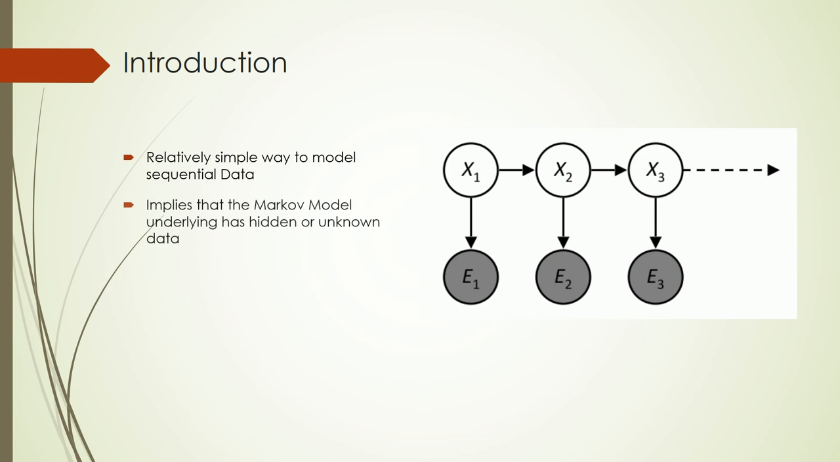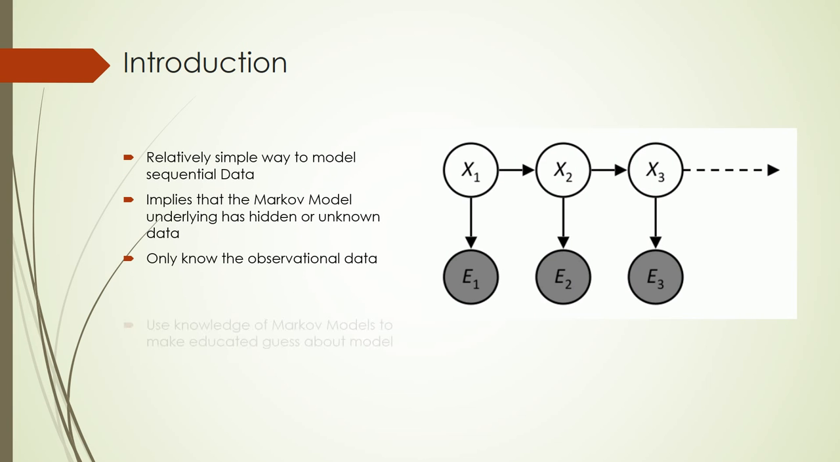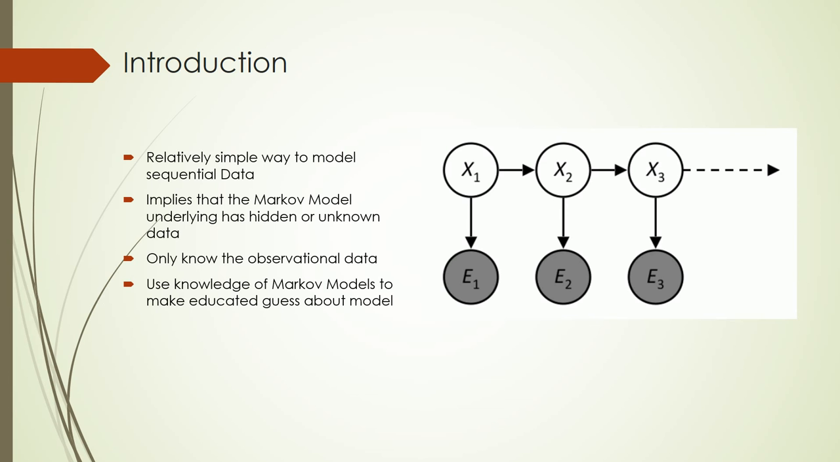So the introduction. What are hidden Markov models all about? A hidden Markov model is a relatively simple way to model sequential data. A hidden Markov model implies that a Markov model underlying the data is hidden or unknown to you. More specifically, you know only observational data and not the information about the states. In other words, there is a specific type of model that produces data called a Markov model, which we'll discuss in the next slide, but you don't know what processes are producing it. You basically use your knowledge of Markov models to make an educated guess about the model structure.